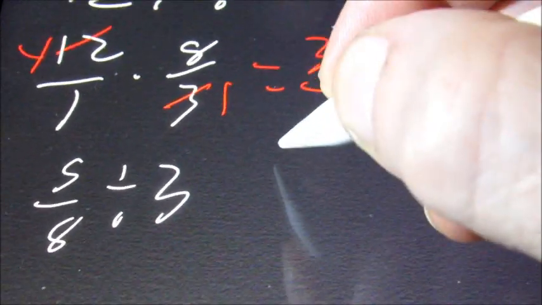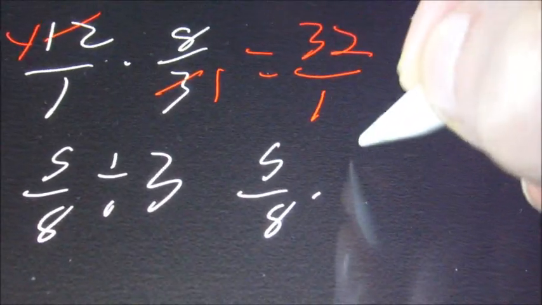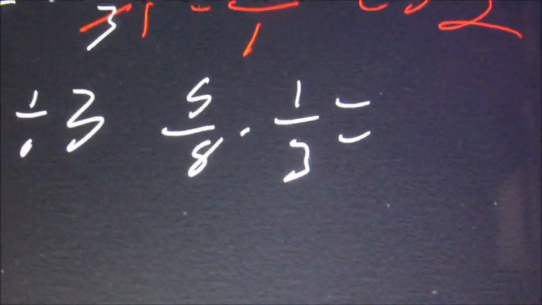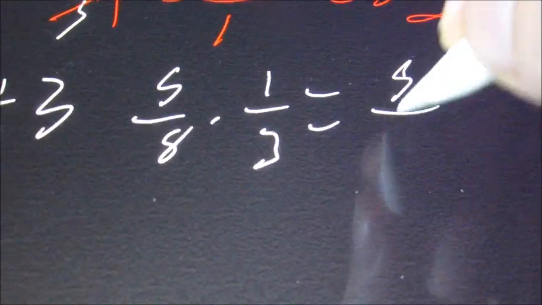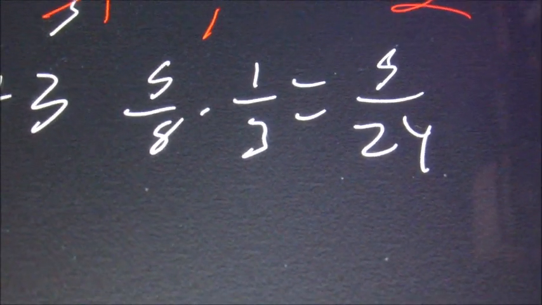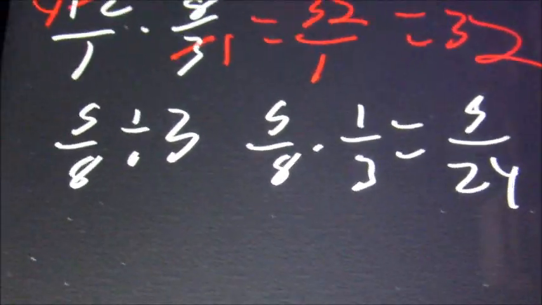So the reciprocal of a whole number is 1 over that number. So this becomes 5 over 8 times 1 over 3. There's nothing that we can simplify, so 5 times 1 is 5. 8 times 3 is 24, so 5 over 24.